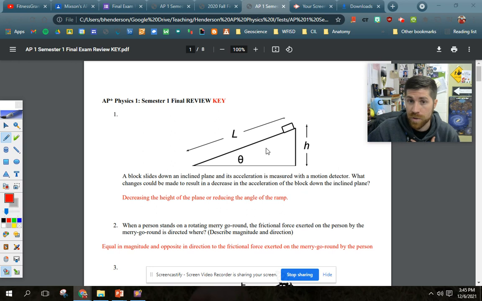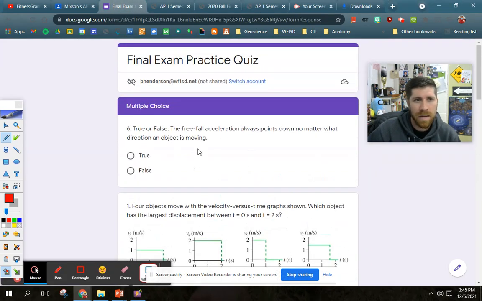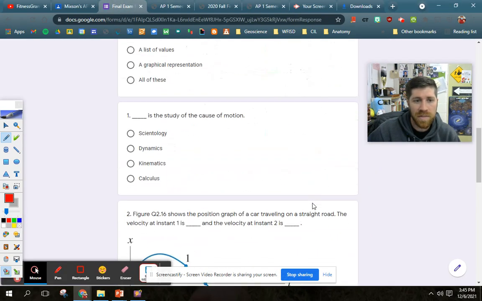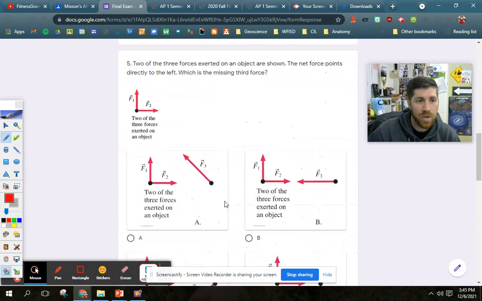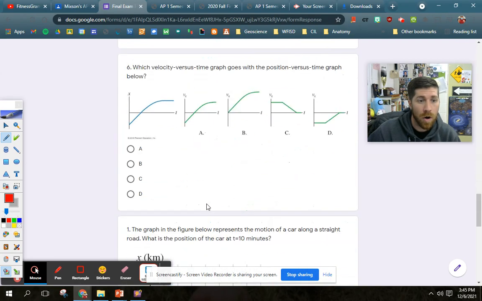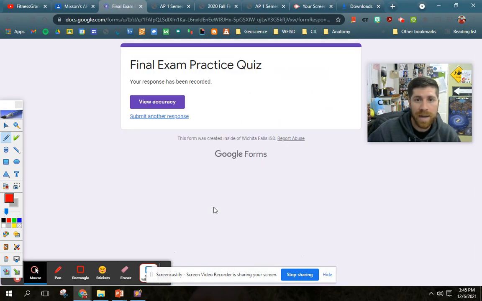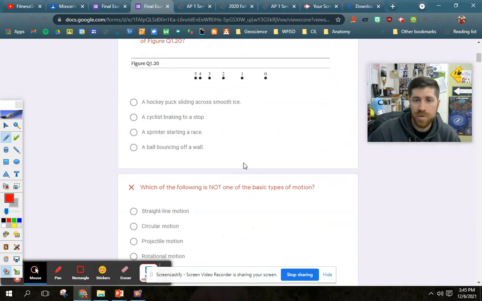So what I'm going to do is post some practice questions that kind of use information from what you've done here. It's going to look something like this. And so this practice quiz is set up so that you can take it multiple times. And every time when you get to the end of it and you submit, it will show you which questions you got wrong or right. That way you can go back and try it again. So you can view accuracy, and then it'll show you which ones you got wrong.